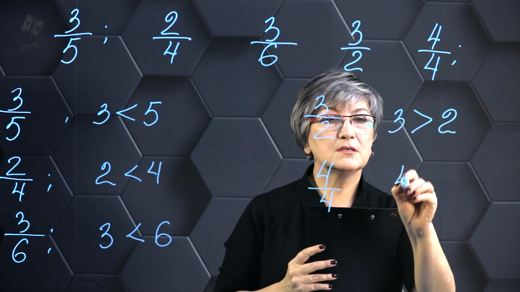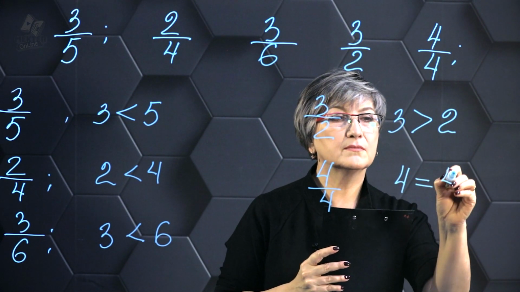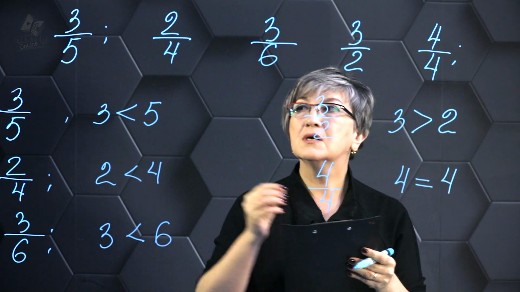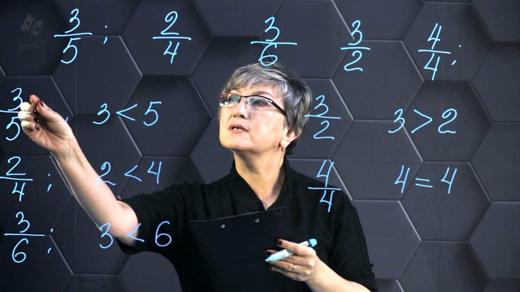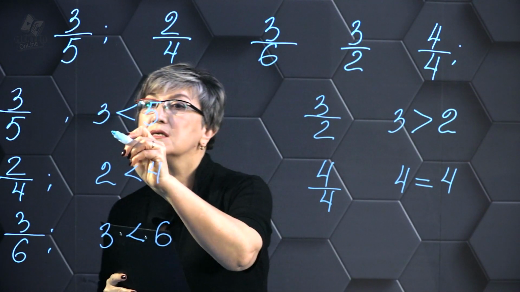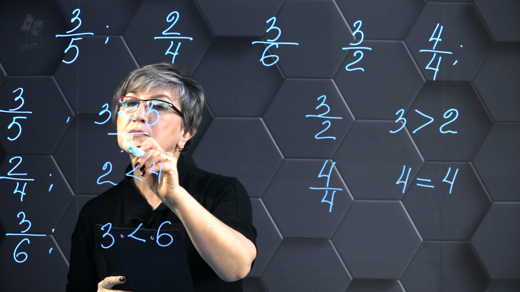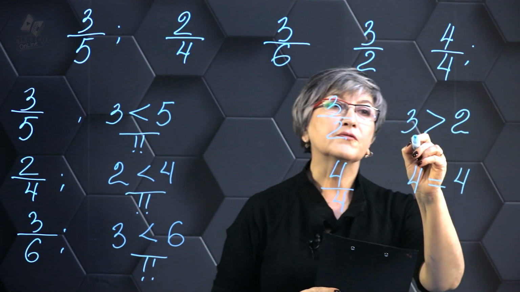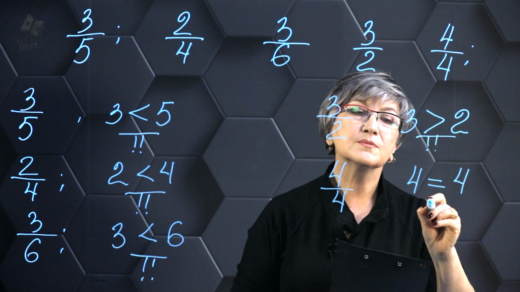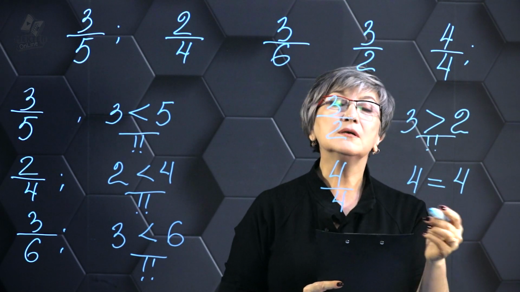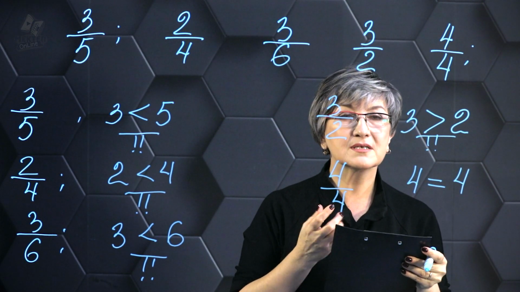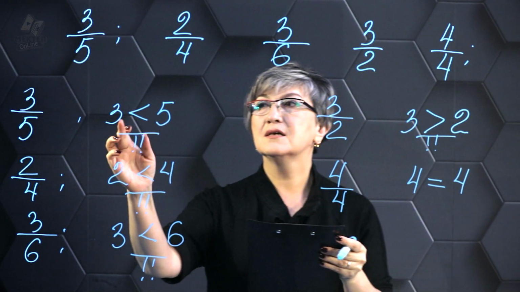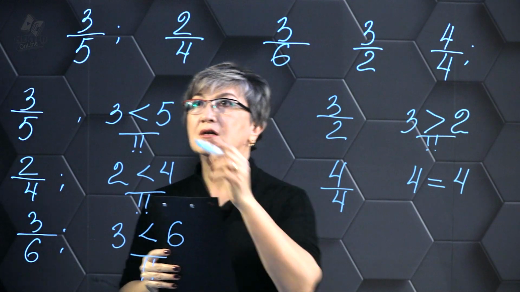Here I have the numerator equal to the denominator. So what can I say? I can tell you that there are fractions in which the numerator is less than the denominator. There are fractions where the numerator is greater than the denominator, but in this case, my numerator is equal to the denominator.